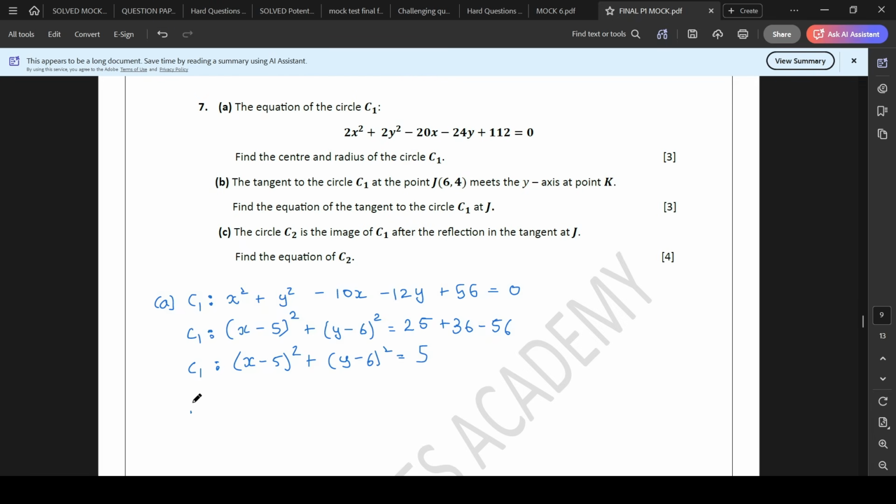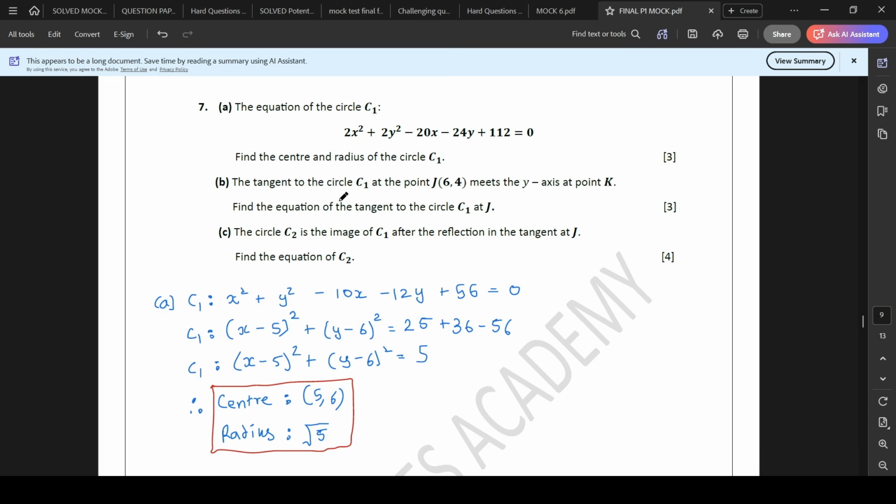So from here I can say that my center is at (5, 6) and the radius is equal to square root of 5. This is always r squared, guys, so this has to be square root of 5. Radius is square root of 5. So this becomes the answer to your first part.